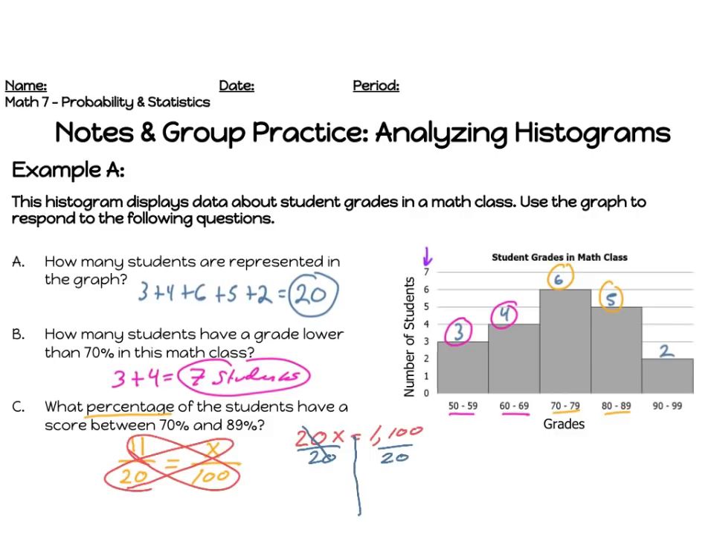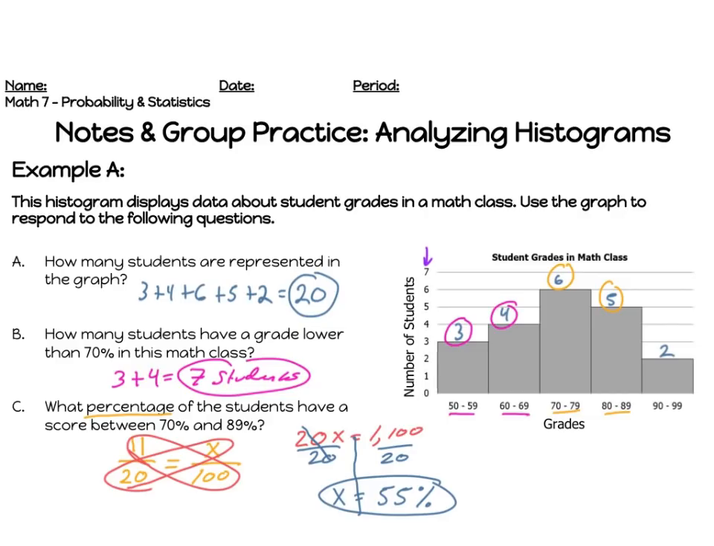20 divided by 20 is 1, or 1x. And 1100 divided by 20 is 55. And we're going to write that as 55% since it asks us what percentage. And that answers that question.